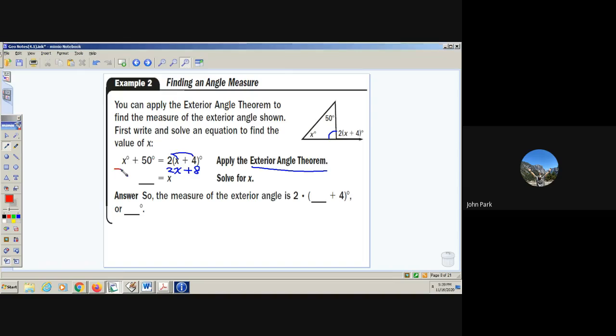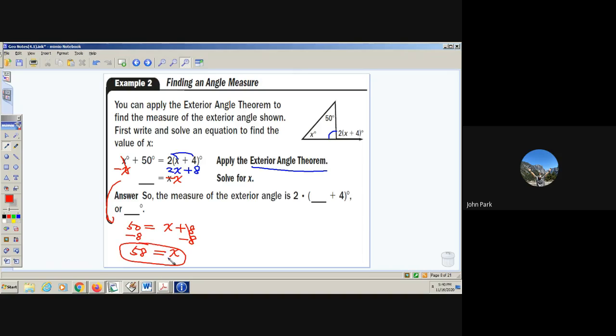So then we subtract x here to cancel that out. Let me show you the work here at the bottom. So then you get 50 is equal to 2x minus x is 1x, or just x, plus 8. And then we move the 8 to the other side, so we subtract 8 on the other side. So then x is going to equal 58, right?